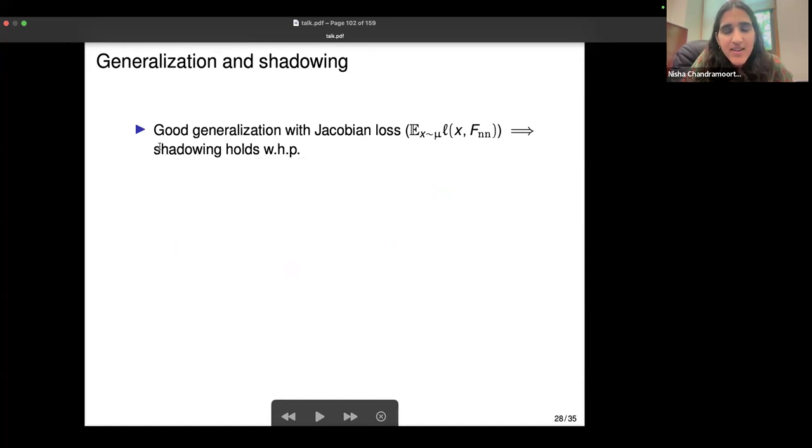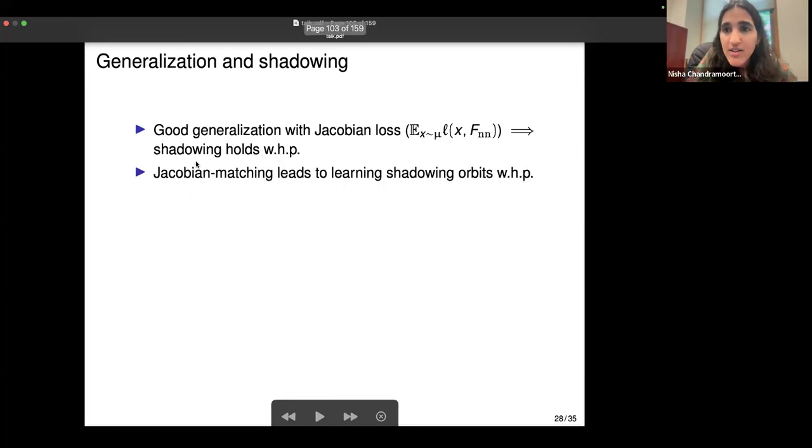So to answer these questions, I'm going to be a bit quicker and just say the result directly. We can basically show that if you generalize well, that is, if this error is small, and the loss is the Jacobian loss, which also includes the Jacobian matching term, then you can show that a finite time shadowing property, or a probabilistic version of the shadowing property, holds with high probability.